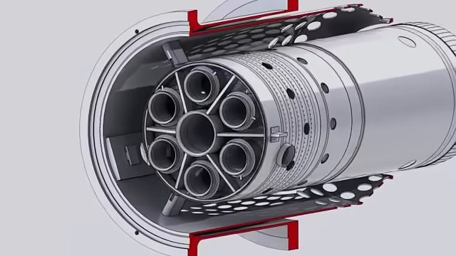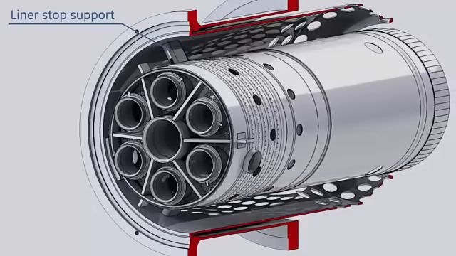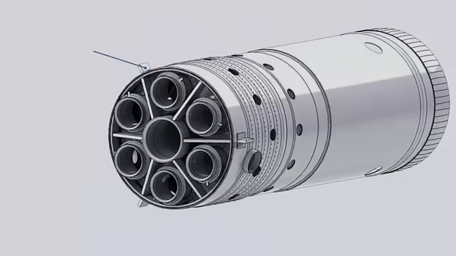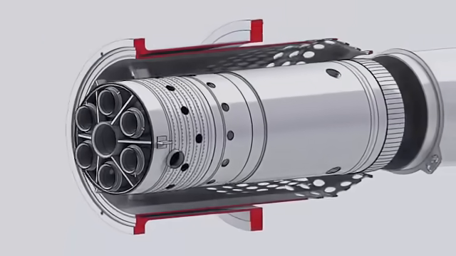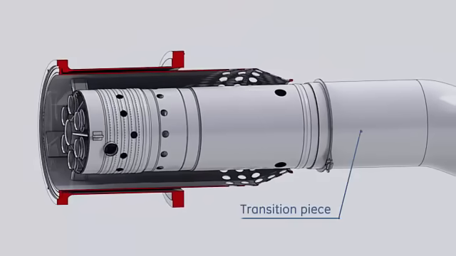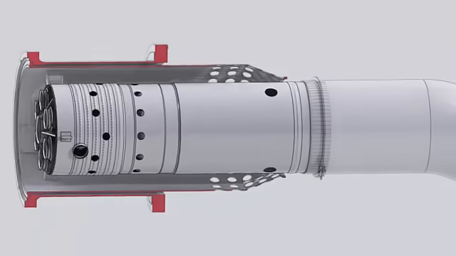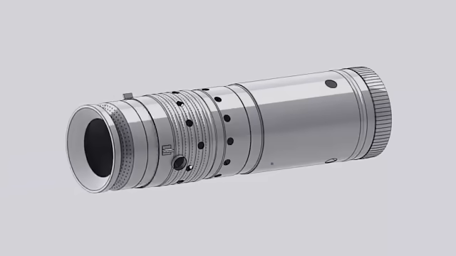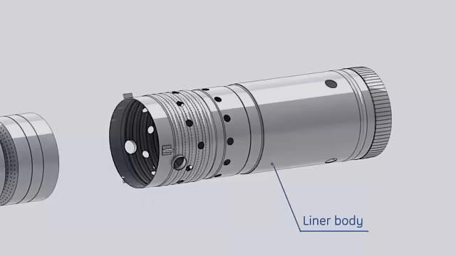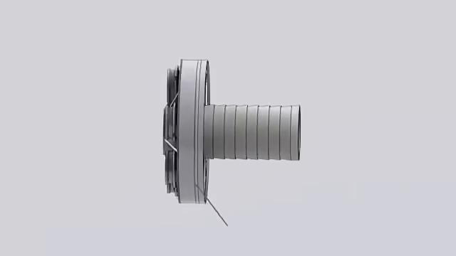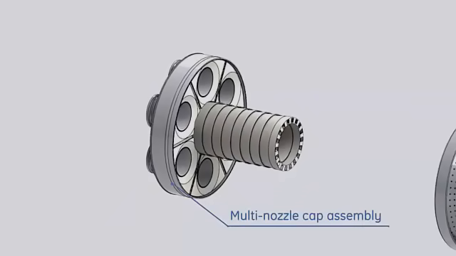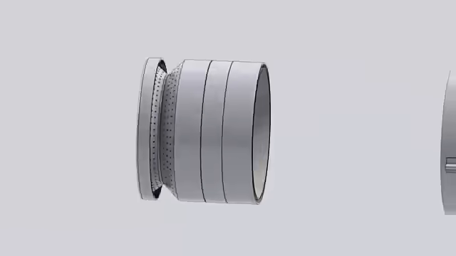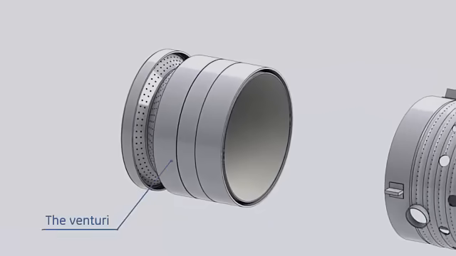The liner is mounted on the flow sleeve at the forward side by 3 liner stops, and supported at the aft by inserting the liner inside the transition piece. This configuration allows thermal expansion of the liner. Spring seals located at the aft end of the liner prevent the compressor discharge air from leaking into the hot gas path. The liner consists of the liner body, multi-nozzle cap assembly, and the venturi. These parts are assembled together by rivets.